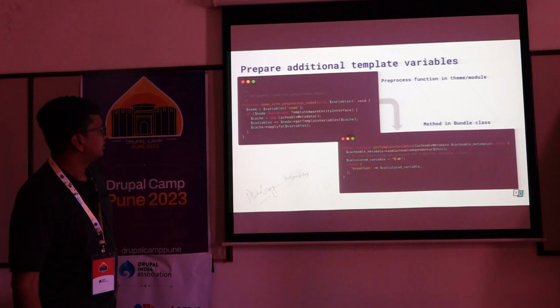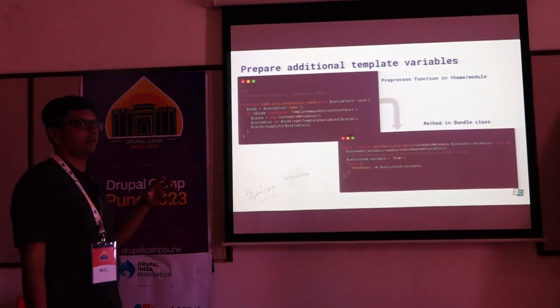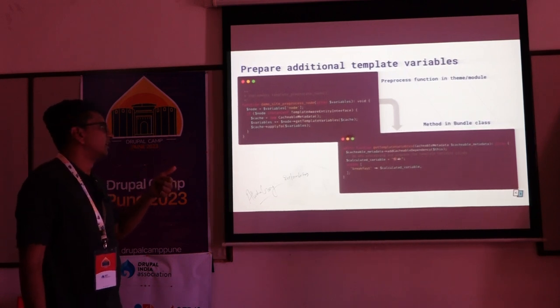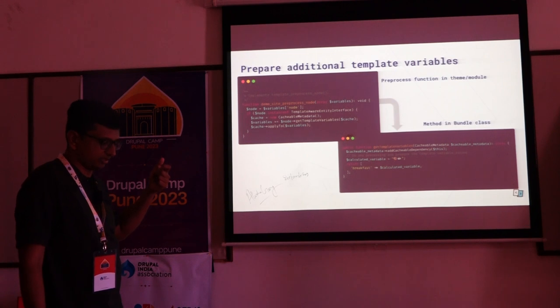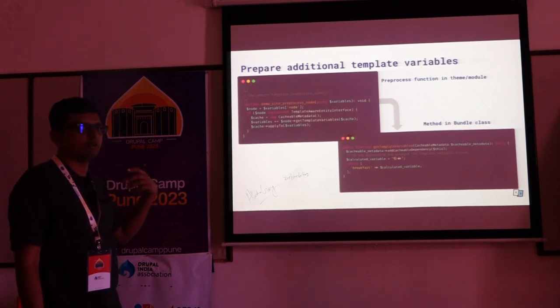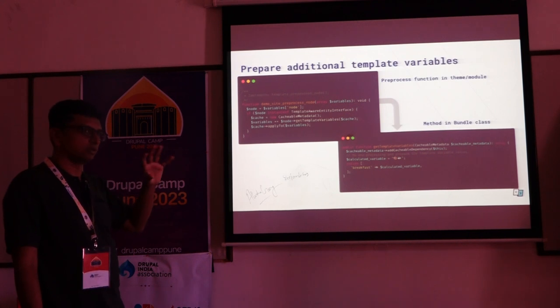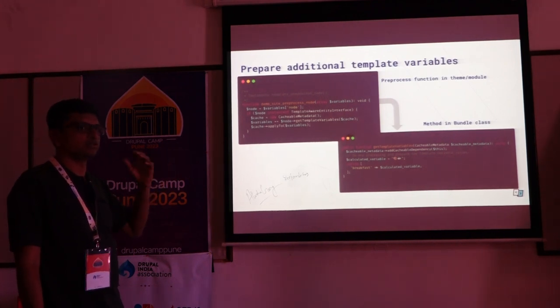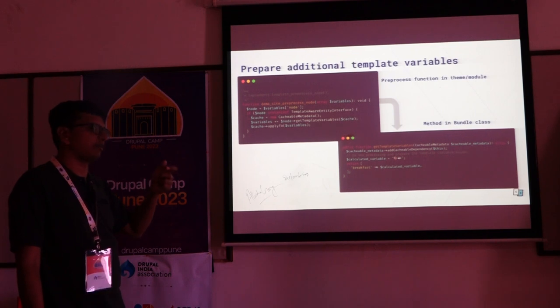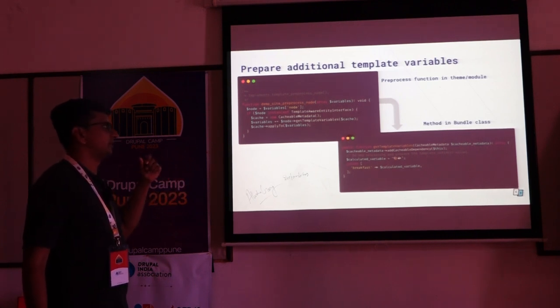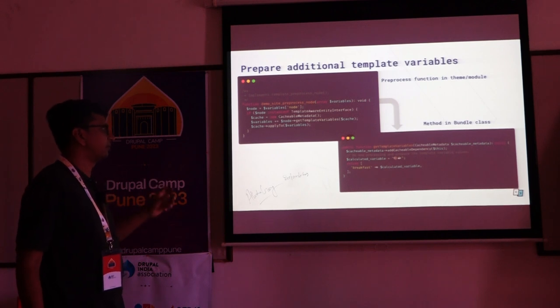The next one is about how sometimes we want to prepare additional template variables. For example, sometimes you are working with style guide based development, where the front end developer has prepared all the components in the style guide. So what you usually need to do is just prepare the appropriate variable, include the style guide main file, and that's pretty much it. So these kinds of scenarios can be really helpful where we can prepare template variables.